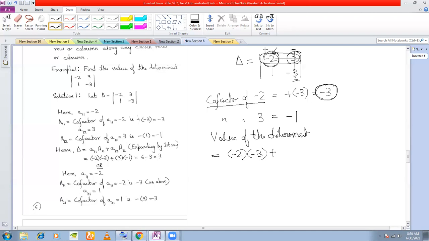Next, we have found out the cofactor of this element. So we take this element here, 3, and we multiply it with this cofactor, minus 1. So the value of this determinant is 6 minus 3, which is equal to 3. Clear? How to find out the value?